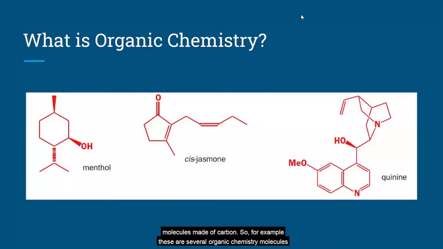So for example, these are several organic chemistry molecules, and they're all molecules that have carbon atoms as well as hydrogen atoms and some oxygen atoms, and also nitrogen. And in general, organic chemistry studies compounds that have a wide variety of elements in them. They have a wide variety of properties, and there are just so many molecules involved in the field of organic chemistry that make it a really important field to study.